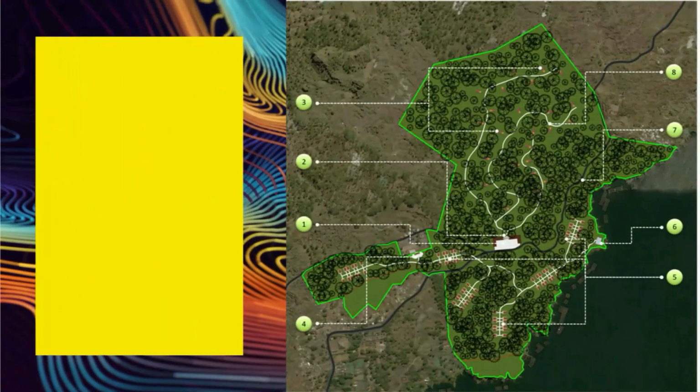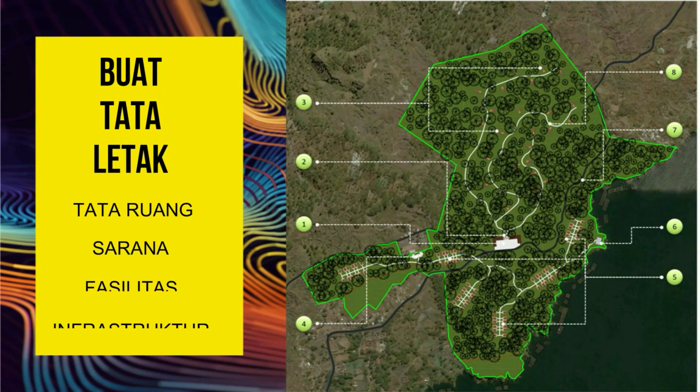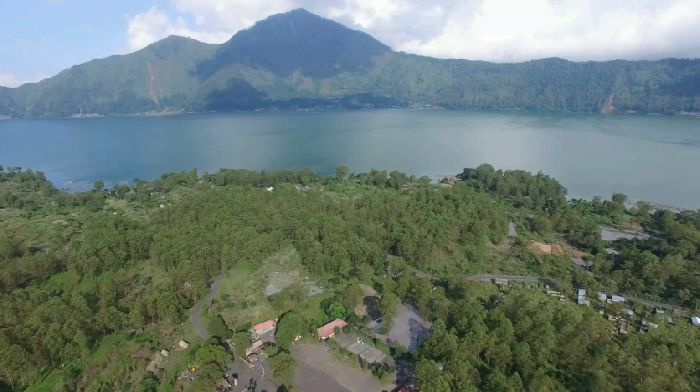1. Gate. 2. Parking area. 3. Restaurant lakeside. 4. Front area. 5. Treehouse, canopy trail, F&B, toilet and prayer room. 6. Family lodge. 7. Community empowerment area.